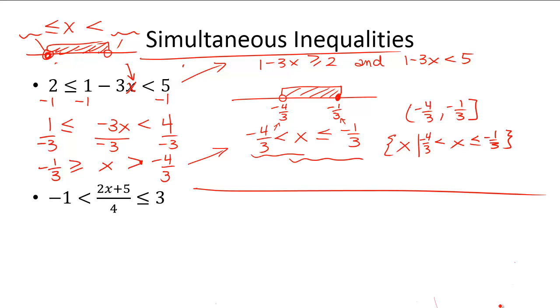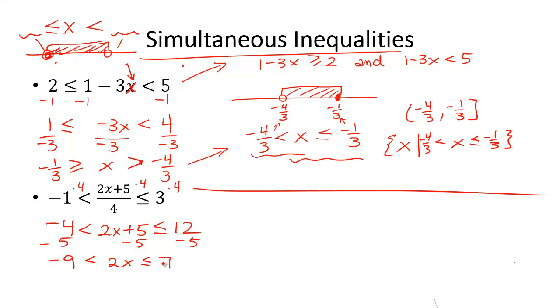Let's try this other example. It'll work very similarly. So here we'll multiply everything by 4 first because we're trying to get x to be alone. So we've got negative 4, 2x plus 5, 12. And then we can subtract the 5 from all three sides. So if we subtract 5 from all three sides, we get negative 9 less than 2x less than or equal to 7. And divide everything by 2. So we've got negative 9/2 less than x less than or equal to 7/2.